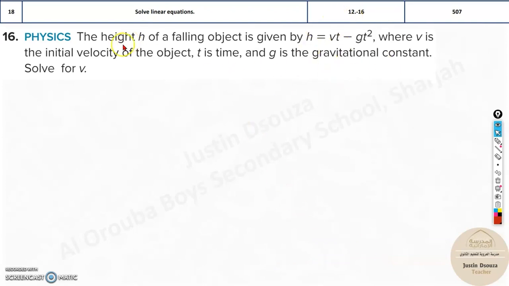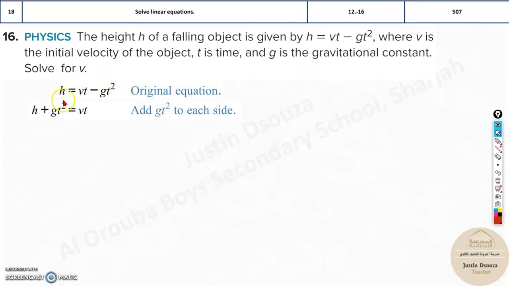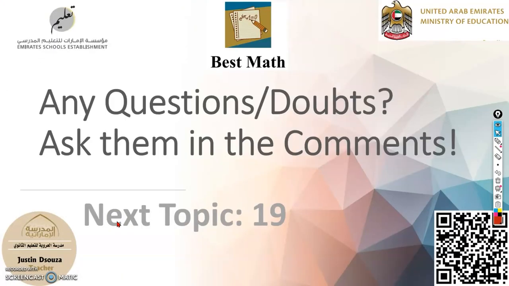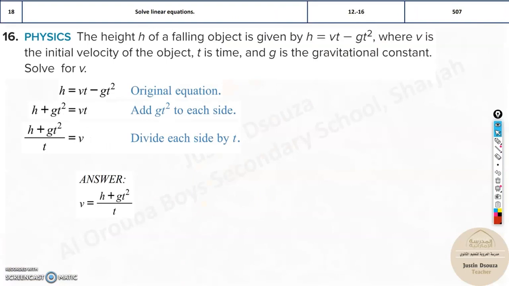Here one more equation is there, that is the height of a falling object is given by h is equal to vt minus gt square, where v is the initial velocity of the object, t is time and g is gravitational constant. We need to solve for v. Now, first thing, take this minus gt squared to the other side. It becomes positive gt squared. And then you need to divide by t. So your answer is h plus gt squared by t. That's it. So it is a very, very simple topic.